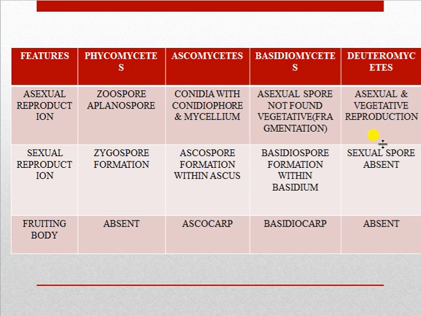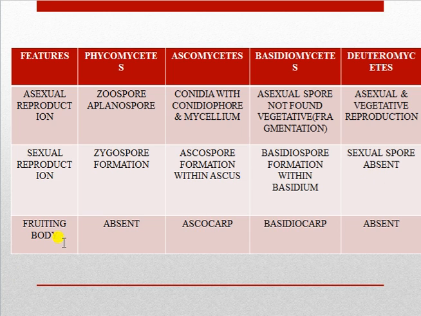That's why Deuteromycetes are commonly known as fungi imperfecti. Previously I just mentioned this term, but why it is imperfect is discussed in this point: the sexual spore is absent. That's why they can't perform sexual reproduction, so they can only perform asexual reproduction. That's why they are fungi imperfecti.